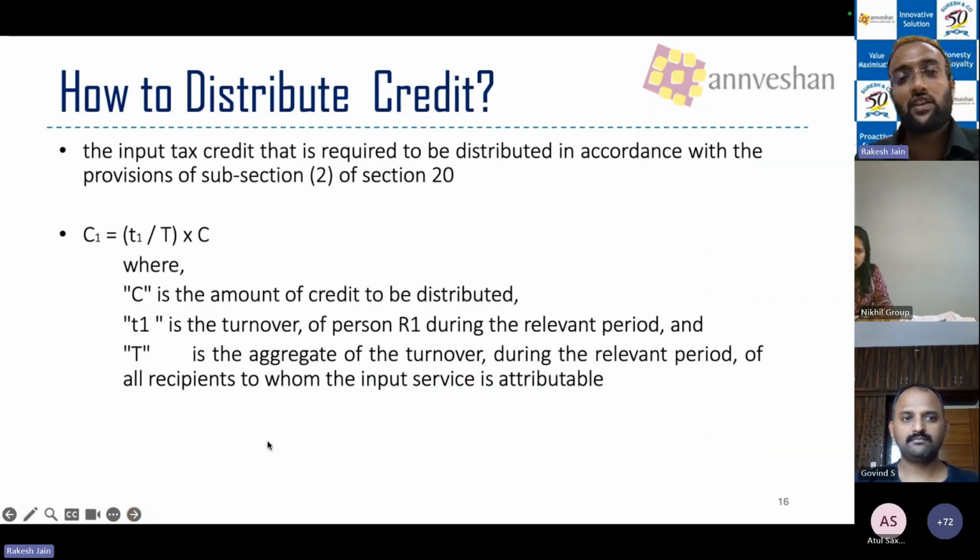Now, as per section 20, they have prescribed a very simple formula. I don't want to get into detail of it, but there is a formula prescribed under the CGST Act which says what would be the total amount of credit to be distributed. It's purely based on the turnover, aggregate turnover. You'll get to know this formula when I take up an example in my further slide.